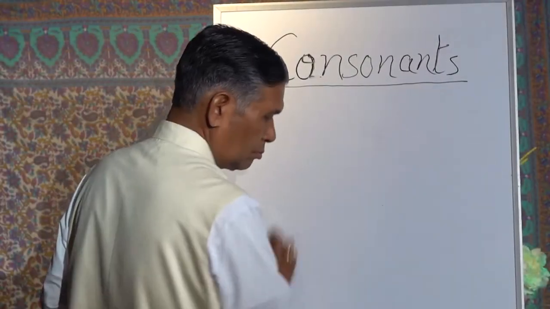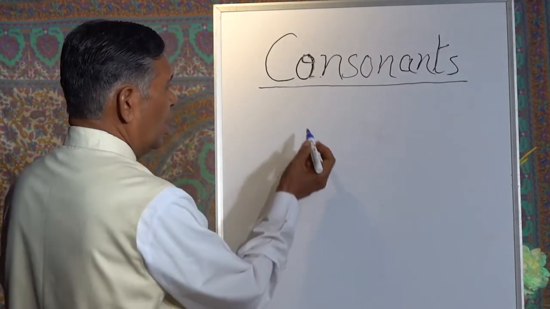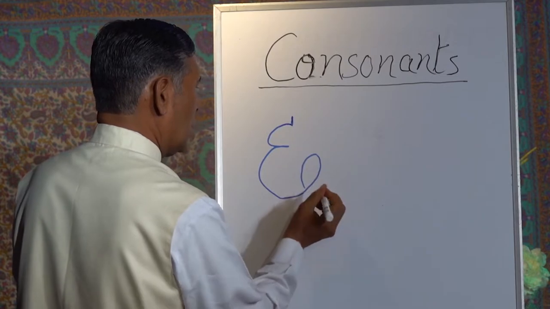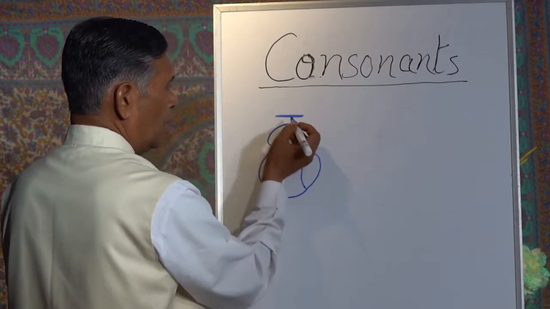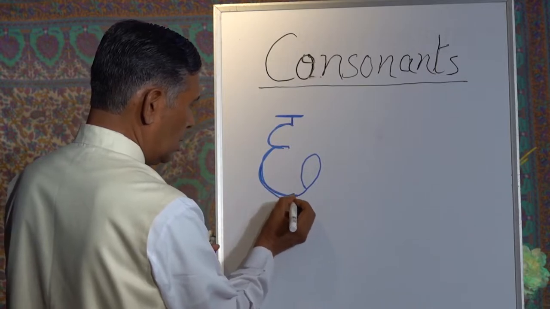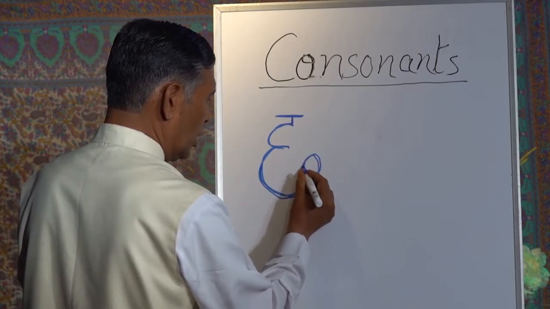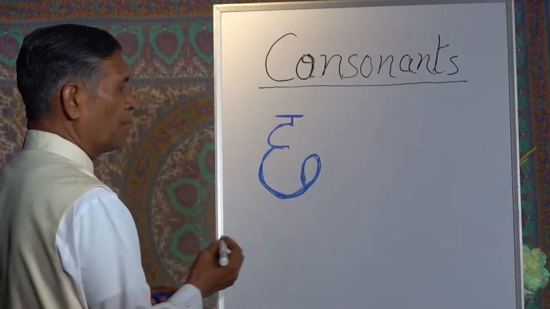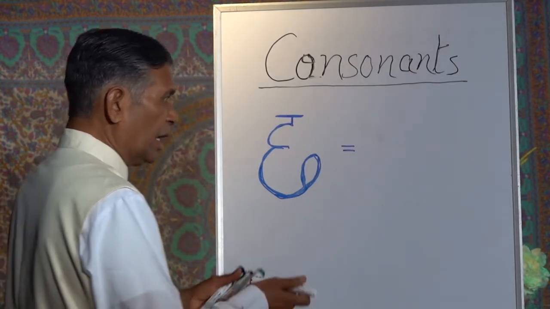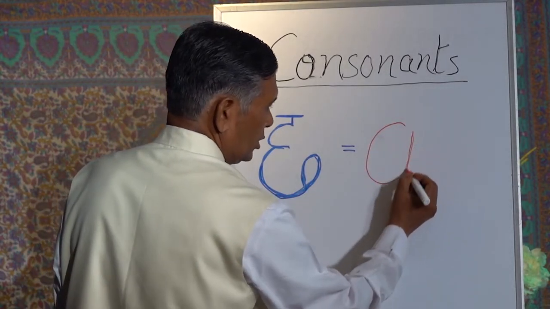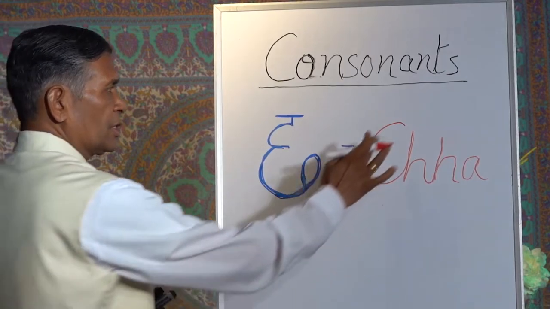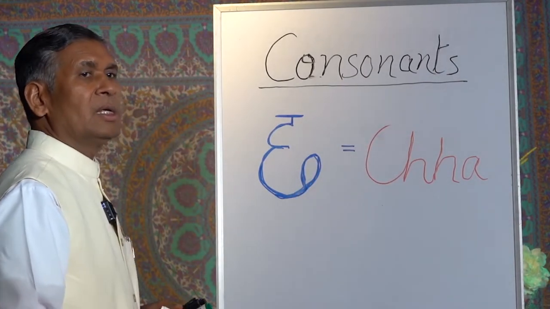Next is Chha. In writing we use to write this one. Make a little hanger, make like an opposite 3 and go this way and make the round here. Okay? So this is, according to English, CHHA. And it will be CH.